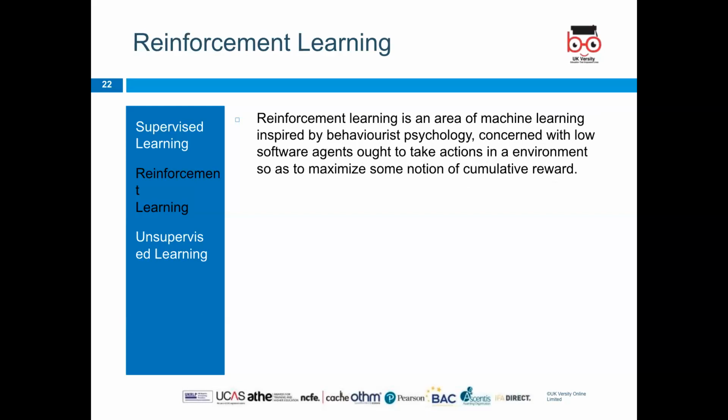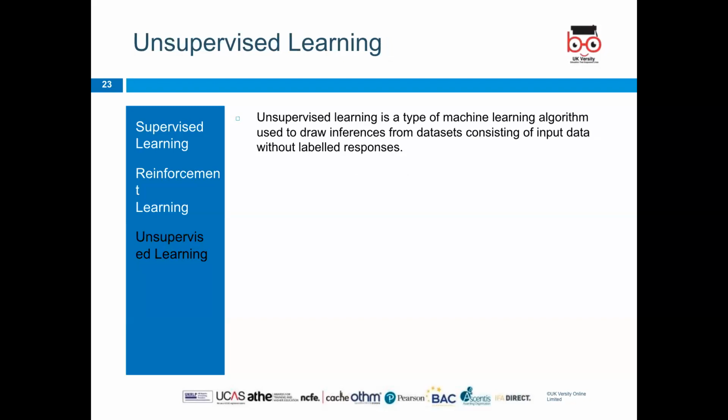The next one is reinforcement learning. So reinforcement learning is an area of machine learning inspired by behavioral psychology concerned with how software agents ought to take action in an environment so as to maximize some notion of cumulative reward. The last one on the list is unsupervised learning. Like the name says, unsupervised learning is a type of machine learning algorithm used to draw inferences from data sets consisting of input data without labeled response. That's the difference between unsupervised learning and supervised learning.